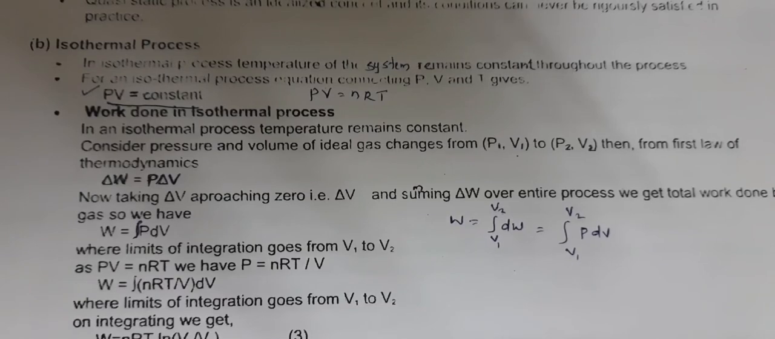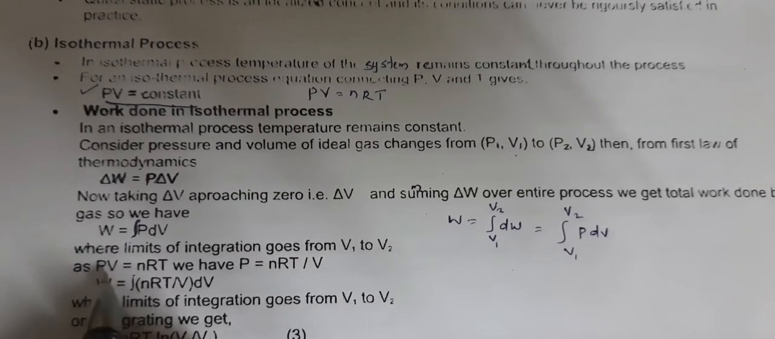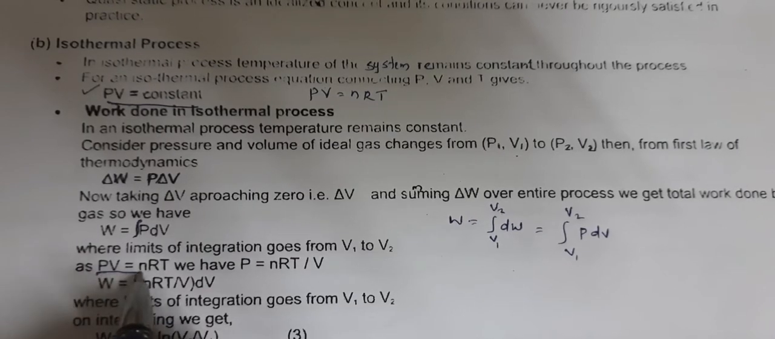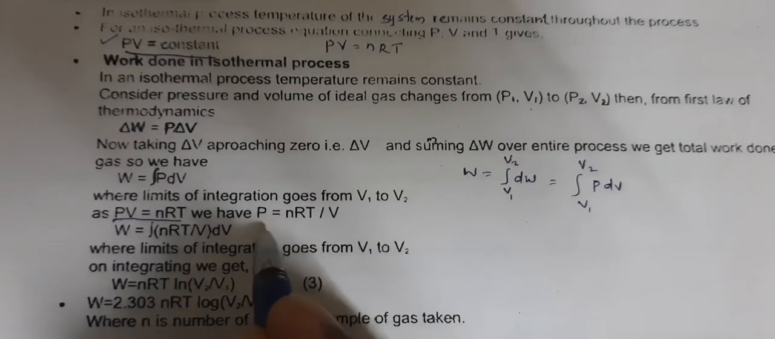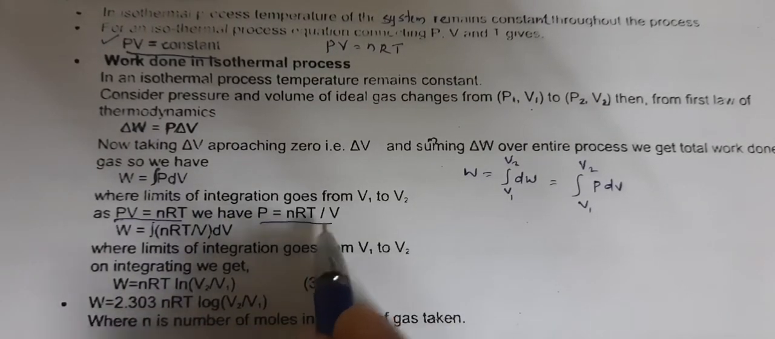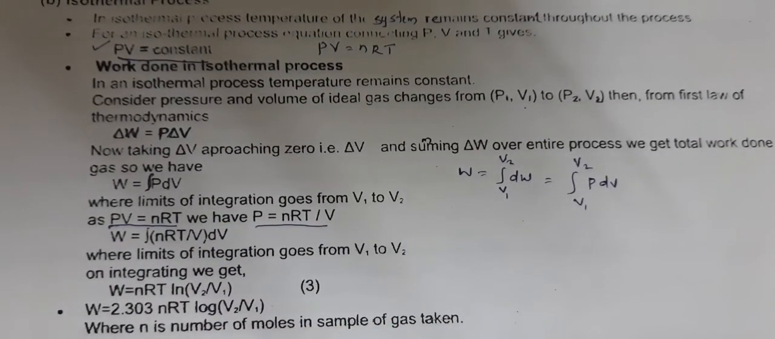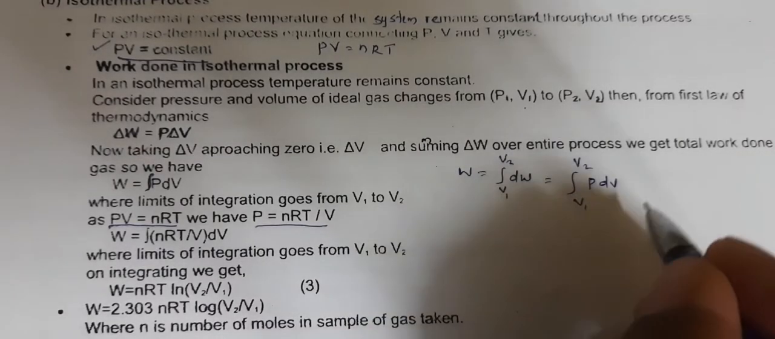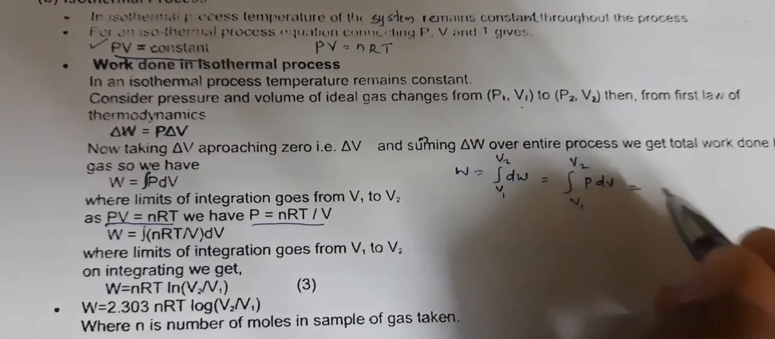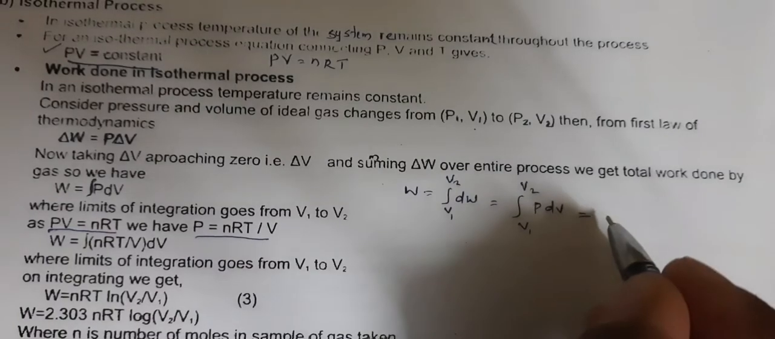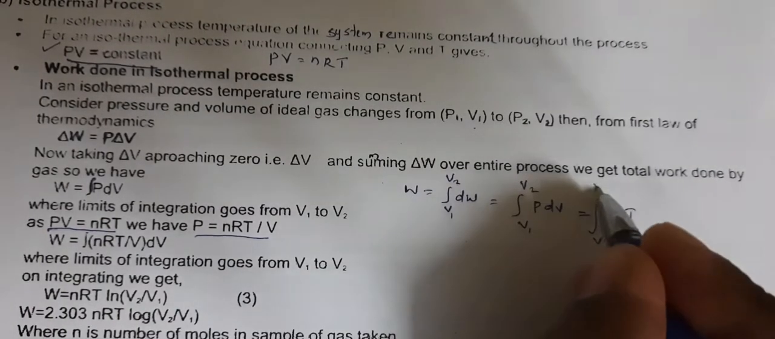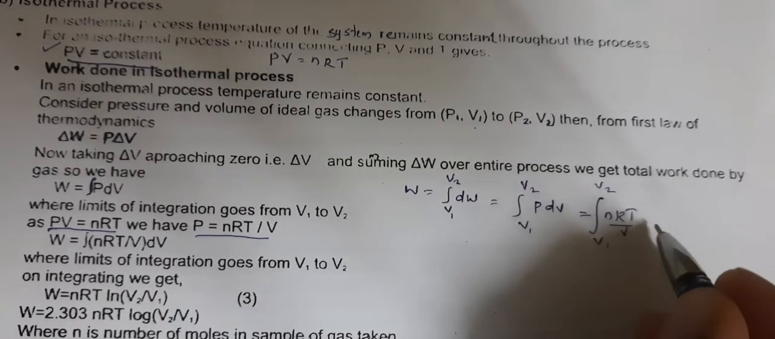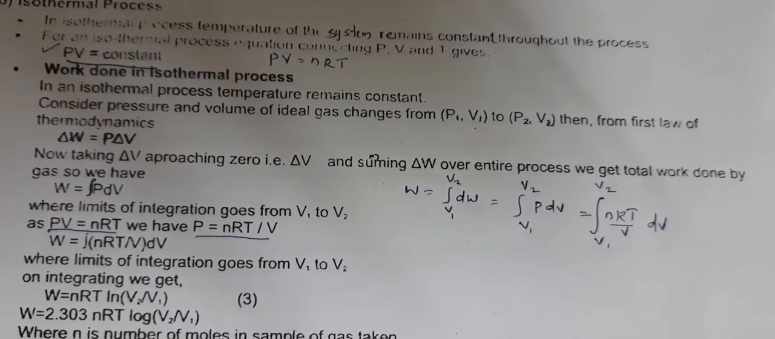Now one more thing before doing that. Let's consider the ideal gas equation, PV is equal to nRT, and from that let's write the pressure P is equal to nRT by V. This is one possibility. Before integration itself we can substitute this here, replacing P with nRT by V. The integral is there, from V1 to V2, and this is dV.